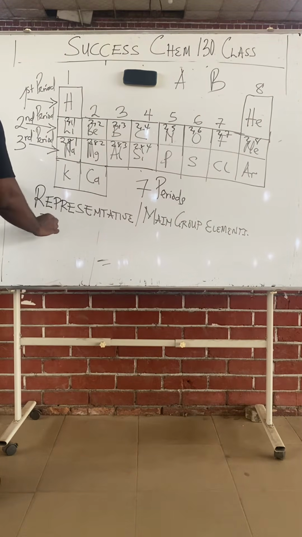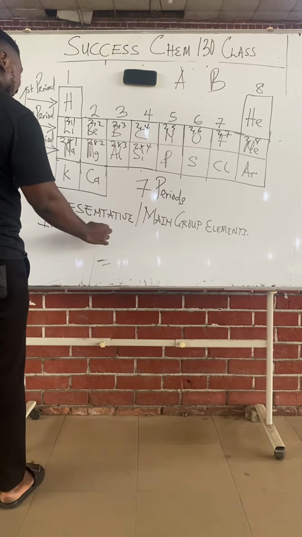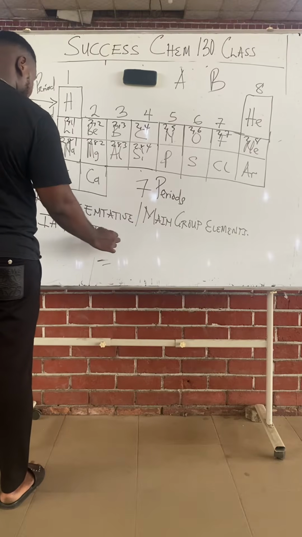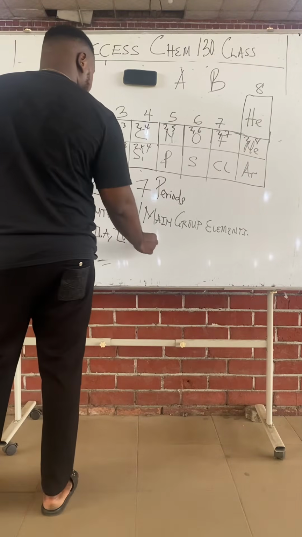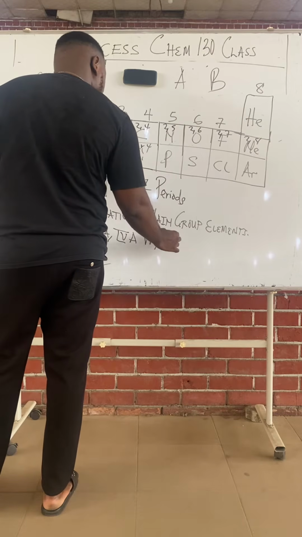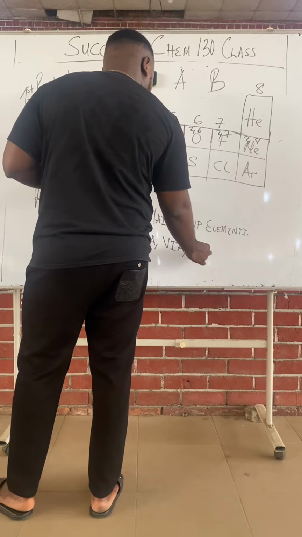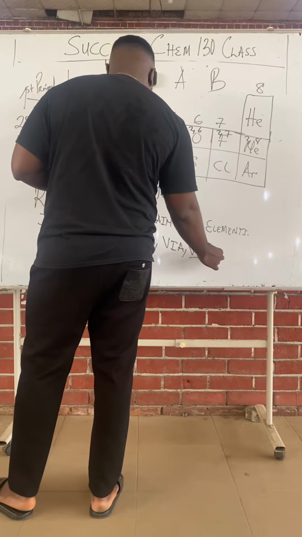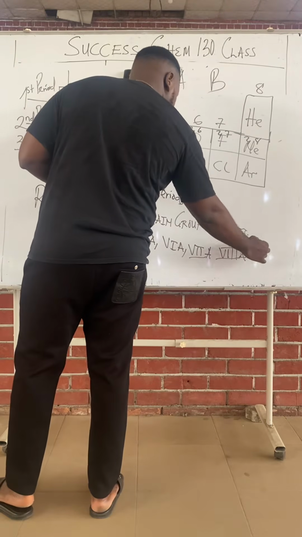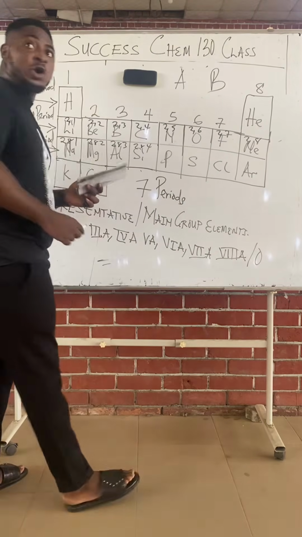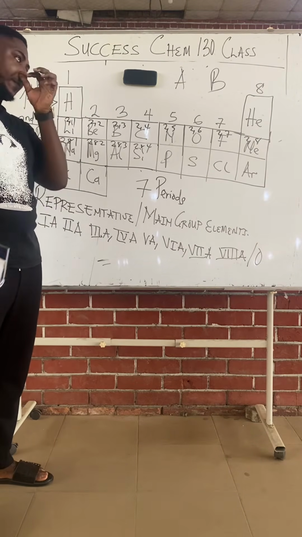And they are as follows: Group IA, IIA, IIIA, IVA, VA, VIA, VIIA, VIIIA. These last ones are called VIIIA or group 0.